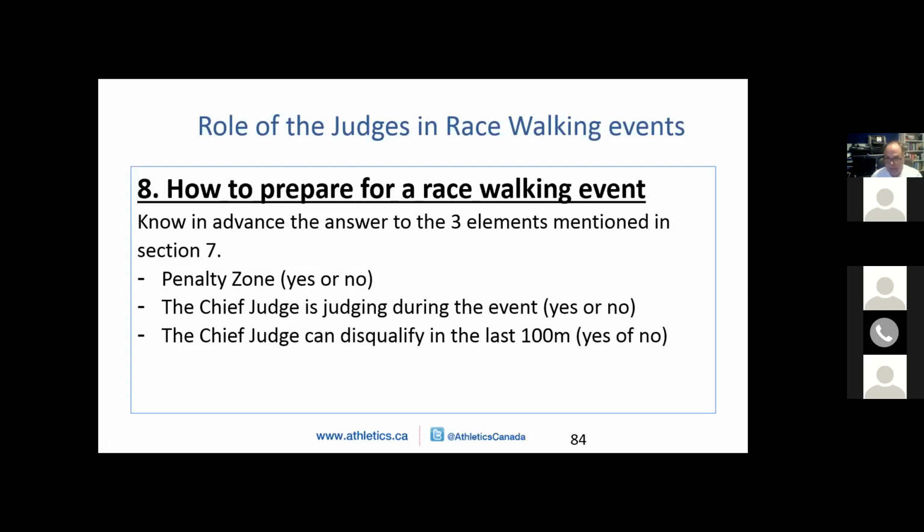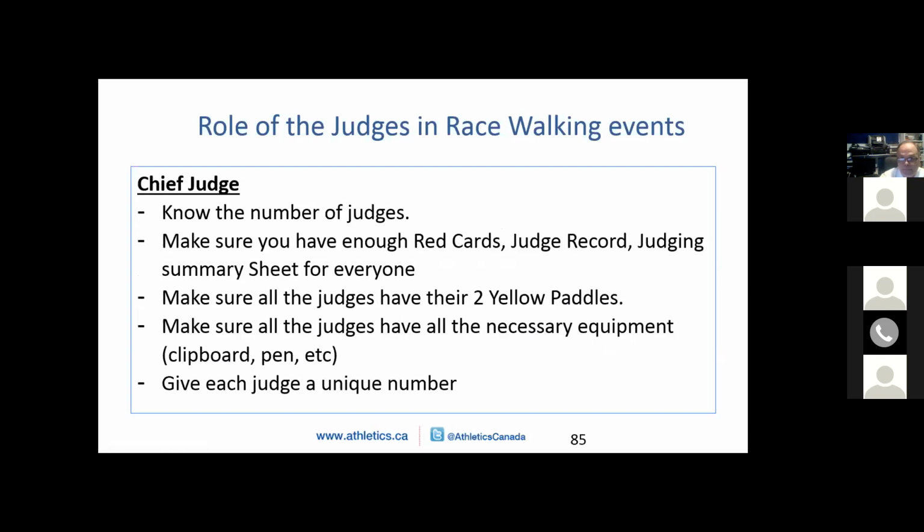Now, quickly, we're going to go into the next few slides on how to prepare for a race walk event that you're invited to, if such an event occurs. As I point out again, we need to know what the 3 elements are: whether there's a penalty zone, yes or no; whether the chief judge will judge during the event, yes or no; whether the chief judge disqualifies in the last 100 meters, yes or no. The governing body should have decided that beforehand, and that would help you find out how you're going to operate.